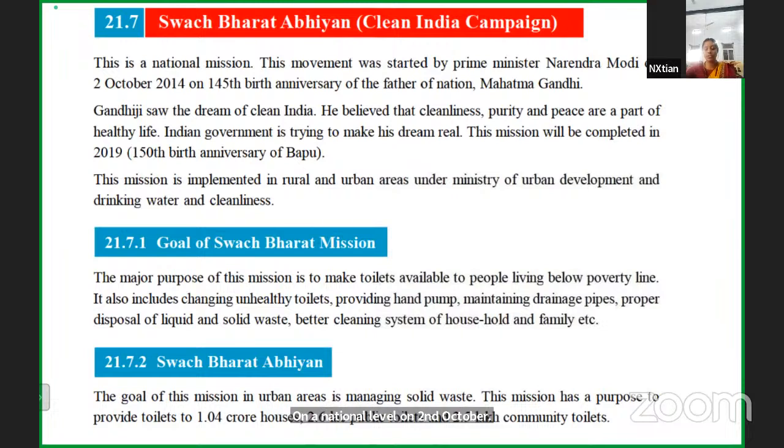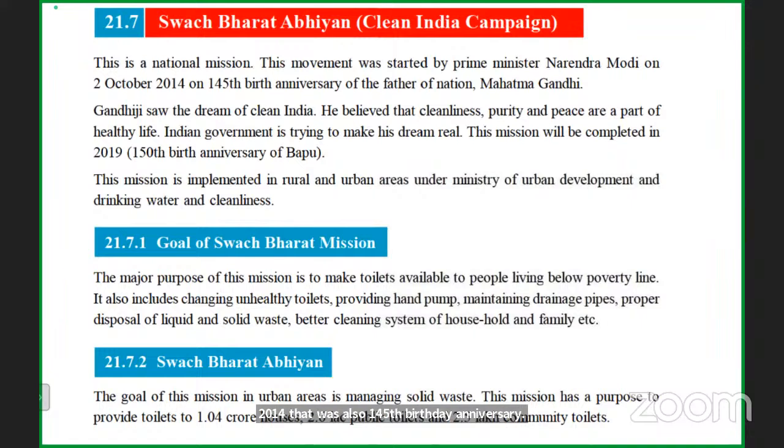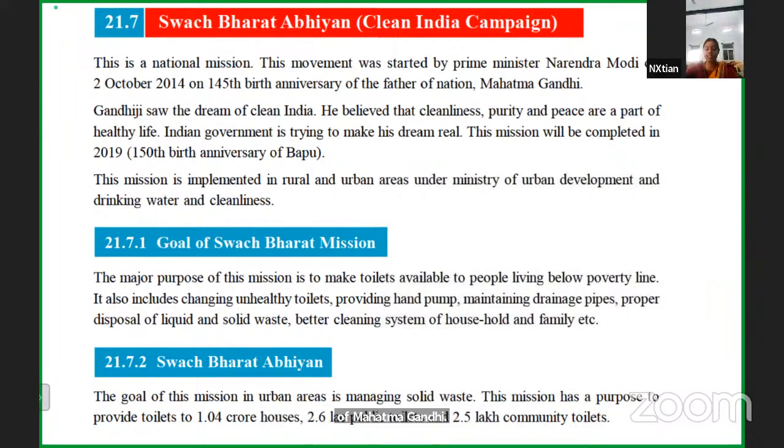That was also the 145th birthday anniversary of Mahatma Gandhi, who is known as the father of our nation. On that day, our team started this Swachh Bharat Abhiyan mission. Gandhiji saw the dream of a clean India. He used to believe that cleanliness, purity, and peace are a part of healthy life. So the Indian government is trying to make his dream real.